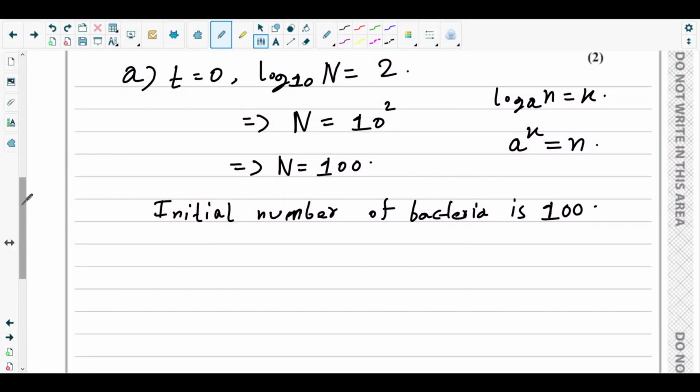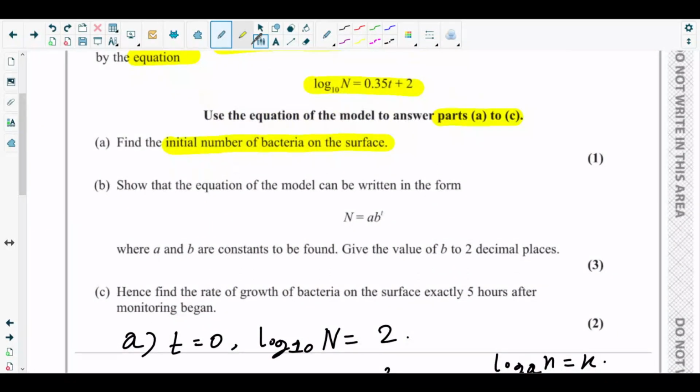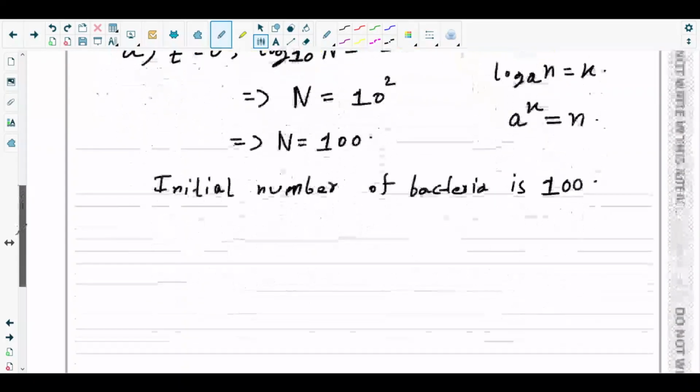Next is part B. Part B asks us to show that the equation of the model can be written in the form n equals ab to the power t, where a and b are constants to be found. Give the value of b to 2 decimal places. The equation given for the model is in logarithmic form, so we just need to convert it to exponential form.